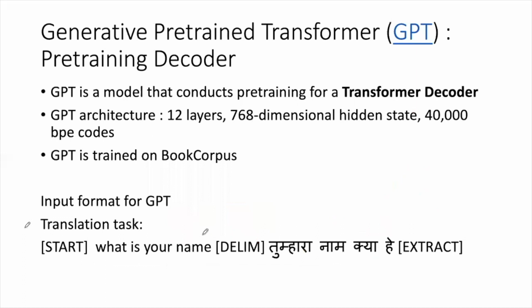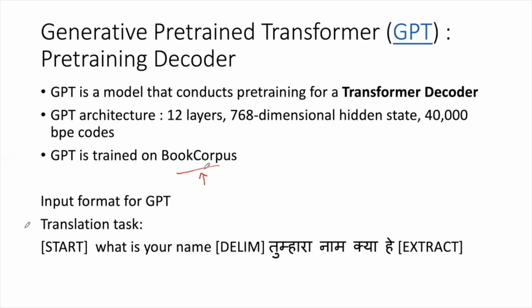Now, when we pre-train a transformer decoder, we obtain this model called Generative Pre-trained Transformer. So this is a GPT model. It's a big model, containing around 12 layers and 40,000 BPE codes, etc. And it's trained on BookCorpus. The pre-training takes a couple of days to conduct, and as mentioned before, it is conducted via the language modeling objective.